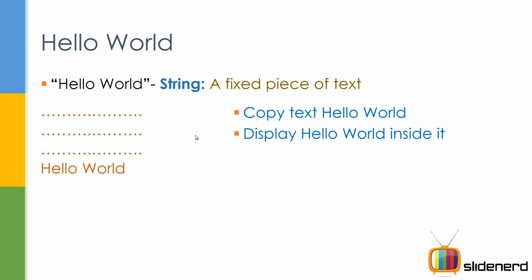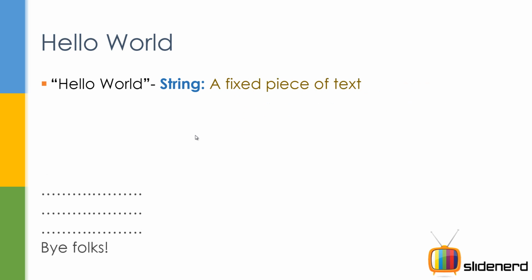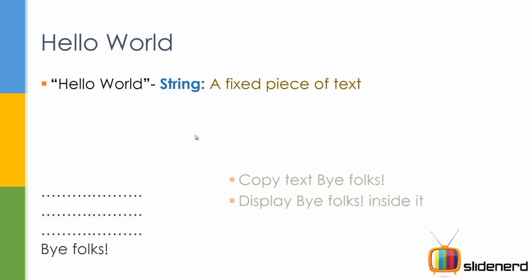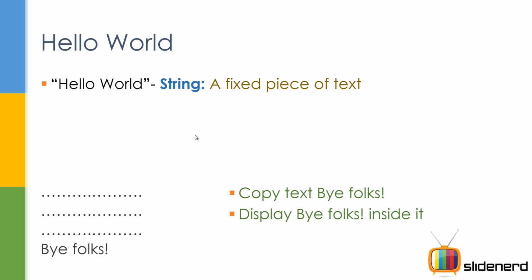So now let's just say you want to write bye instead of hello world. So you're going to do the same thing again. This time you'll have some piece of instructions for taking your text from your program and displaying it on the screen, right? And the same set of steps, right? Copy the text and display it.